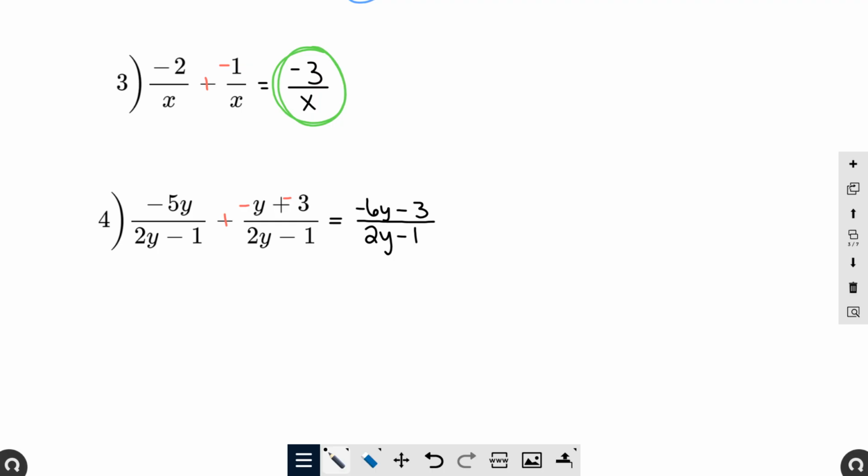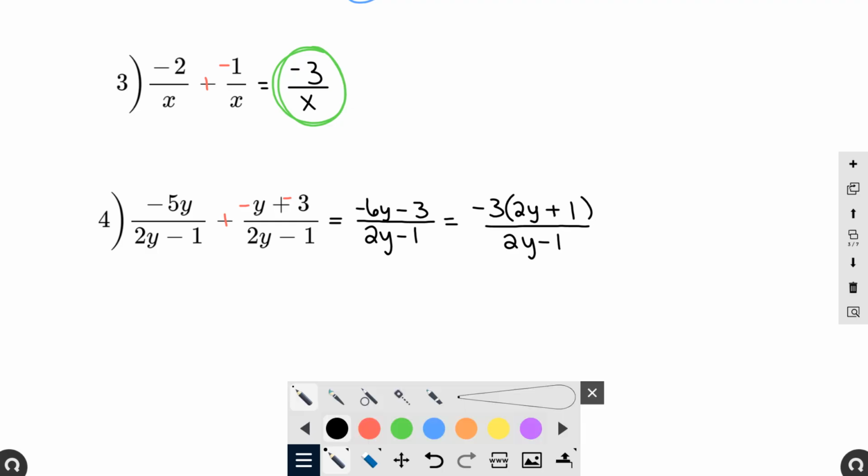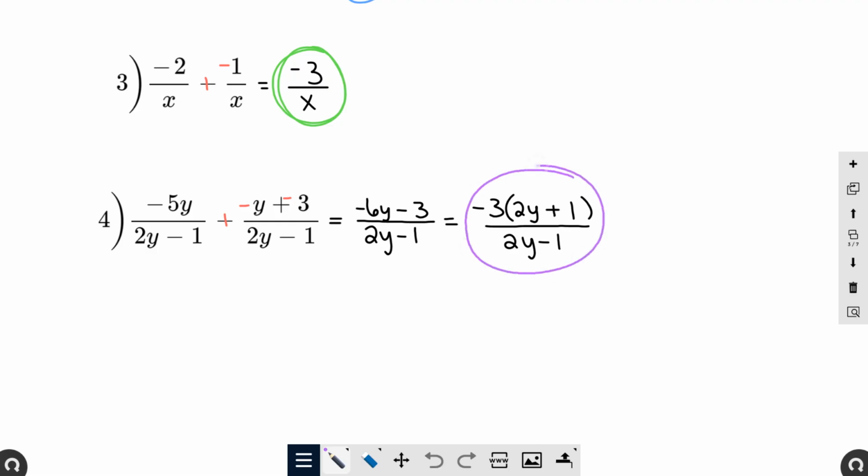Now, I can't start canceling things out, but I do need to check to see if anything will factor, right? And that numerator, we can factor out a negative 3. If I factor out a negative 3, what am I left with? 2y plus 1. Because that was a negative. Now, in my denominator, 2y minus 1 cannot be factored, but can I simplify and cross anything out? No. So that's my final answer right there.